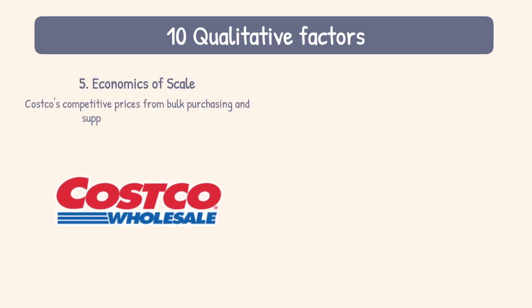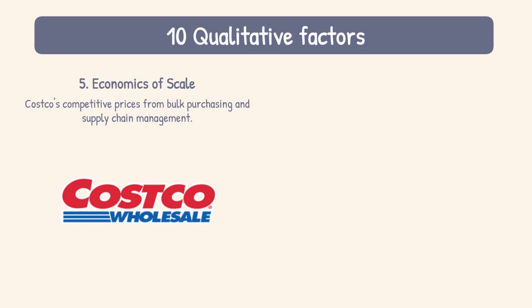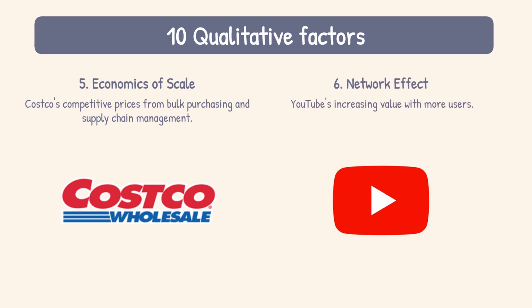Economies of scale. Economies of scale refer to the cost advantages businesses can achieve as they increase the scale of their operations. Costco's bulk purchasing and efficient supply chain management allow it to offer its customers extremely low prices while making a profit. Network effect. Businesses that create network effects, where the value of a product or service increases as more people use it.